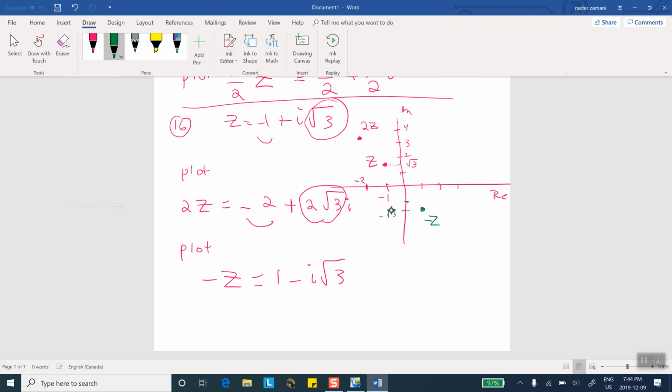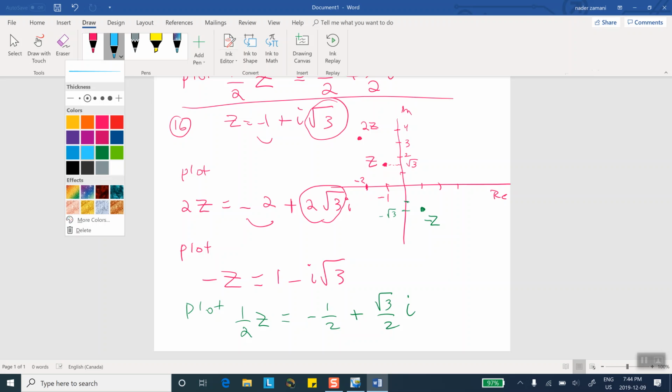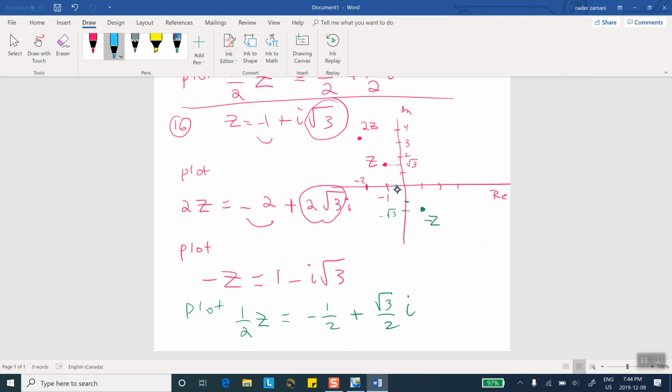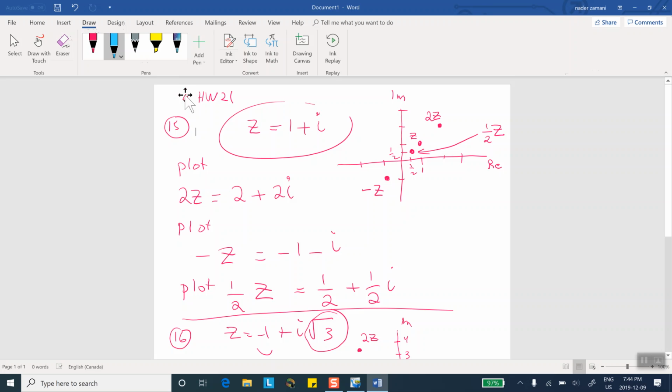And finally, it says plot 1/2 of z, and this is going to be -1/2 plus root 3 over 2 i. So let's see, use a different color here. All right, so there's your -1/2, roughly there. And root 3 over 2 is about 0.8, because I said root 3 is almost 1.7, half of it is 0.85, so it's going to be right there. So this is 1/2 of z. Okay, so let's go to problem 19. Let me clean this up.